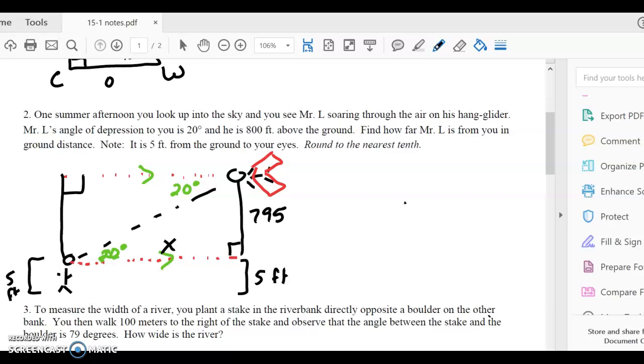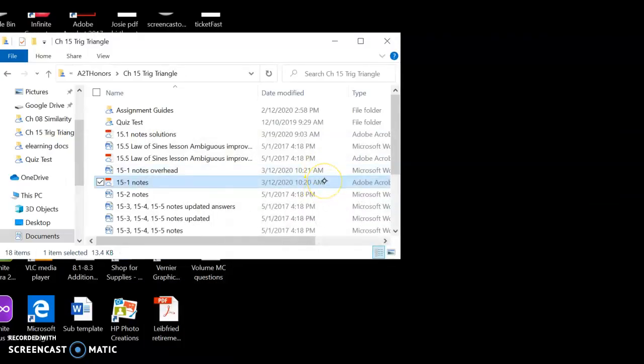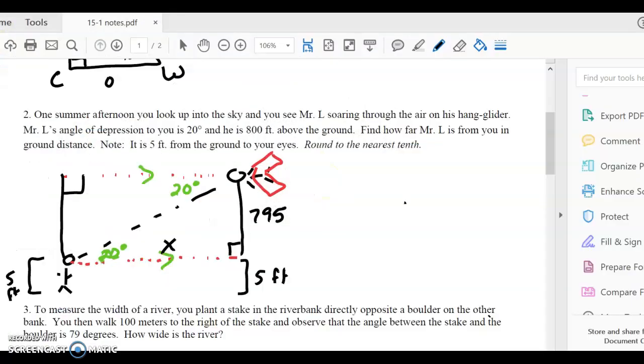So basically, looking at this triangle, we have 20 degrees, we have 795, and we have x. If we set that up, that's the tangent function. So we have the tangent of 20 degrees equals 795 over x.